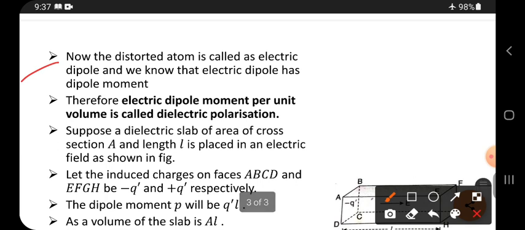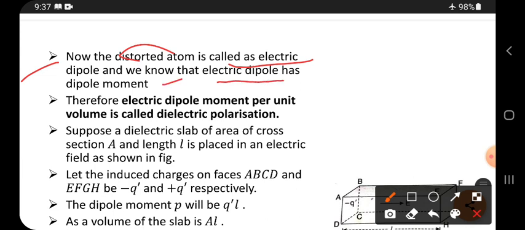Now the distorted atom is called an electric dipole. A distorted atom means an atom in which the ions or charges are displaced. So that is a distorted atom. And we know that an electric dipole has a dipole moment.